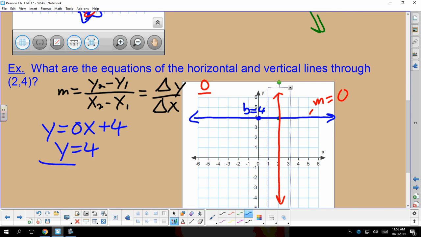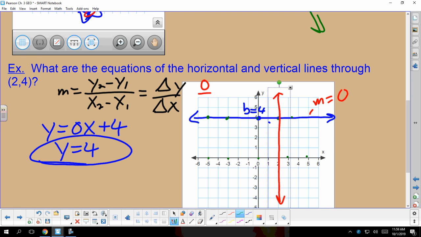So the equation of a horizontal line is going to be y equals whatever that number is, where it goes through the y-axis. Another way to think of it is this: for all values of x, what does y equal? Let's go ahead and look at it. If x is negative 5 here, what does y equal? 4. If x is negative 3, what does y equal? 4. If x is 0, what does y equal? 4. So on and so forth. So for all values of x, y equals 4. So all horizontal lines are y equals something.